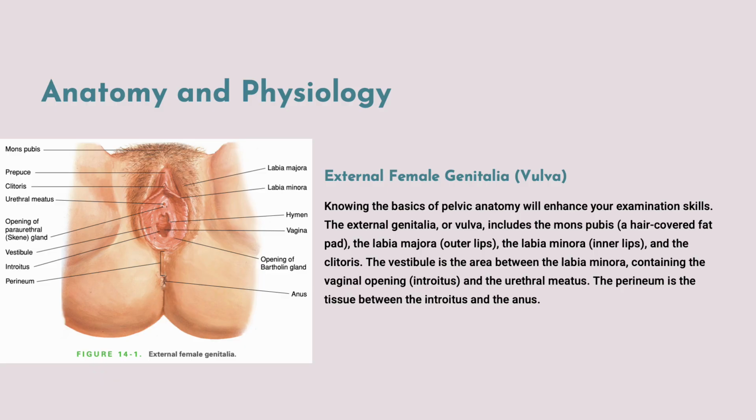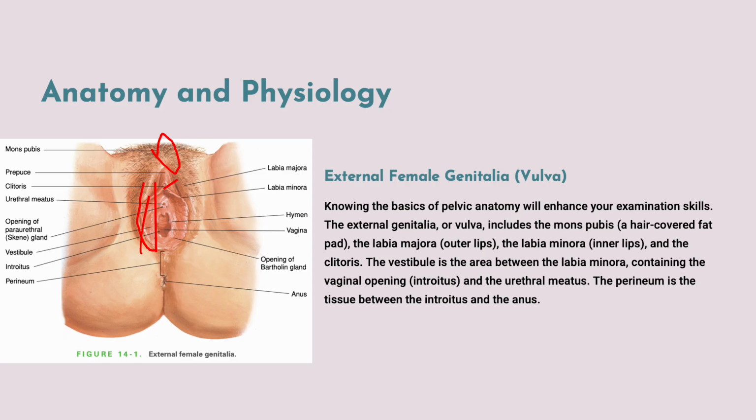The term for the external female genitalia is the vulva. So the vulva consists of the following parts. The hair-covered fat part is called the mons pubis. It has two lips, an outer lip and an inner lip. The outer lip is called the labia majora, while the inner lip is called the labia minora. And the anterior-superior part is where the clitoris is located.